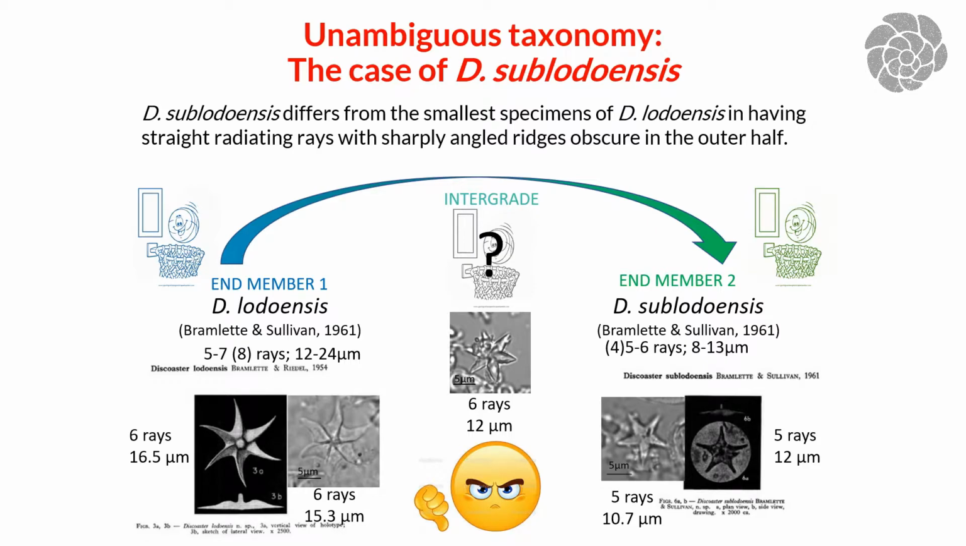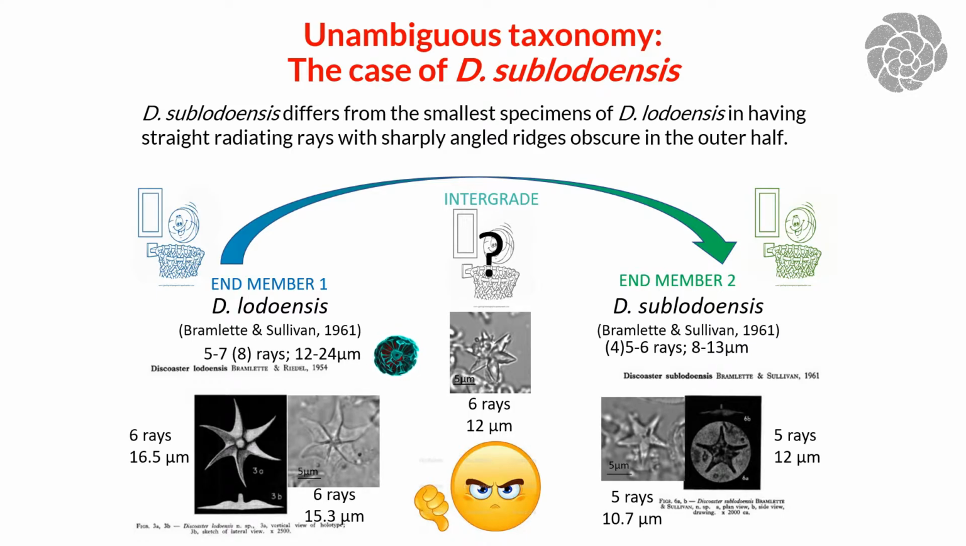So here you have the images, the original images in the original description of 2 very well-known species. On the left, you have Discoaster lodoensis, and on the right, you have Discoaster sublodoensis. So the names are pretty similar because they are pretty similar, also morphologically speaking. And as you can see here, I put the main morphological feature for the 2 species.